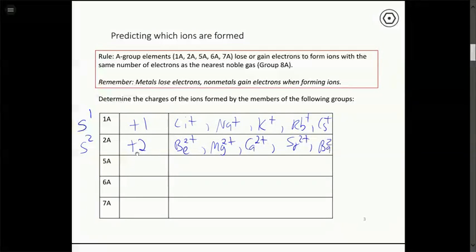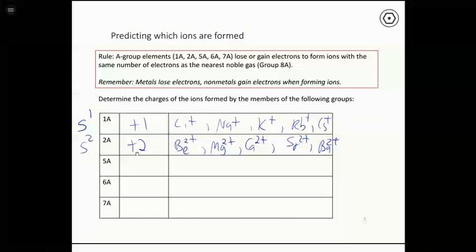So your book has tables of all these ions, but really, especially for the main group ions, you don't need to memorize anything because just based on the location on the periodic table, we can automatically tell whether it forms a +1 or a +2 ion.